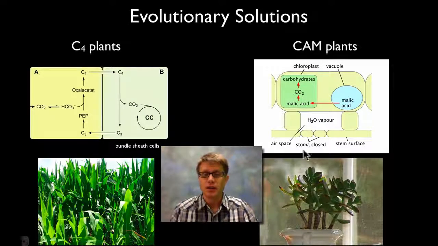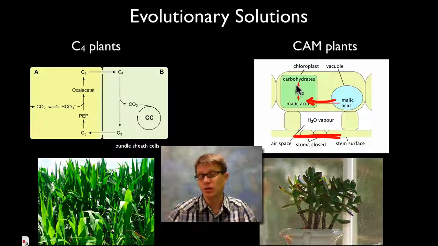Basically what they do is they only open their stomata at night. And so at night they open up their stomata, and then the carbon dioxide will come in and they'll create malic acid out of it. So they're going to store it in vacuoles inside the cell. Okay, so now when it's daytime, what they can do is they can close the stomata because they don't want to lose water. And now they can actually take that carbon dioxide out of the malic acid, and they can use it in the Calvin cycle to make sugars.